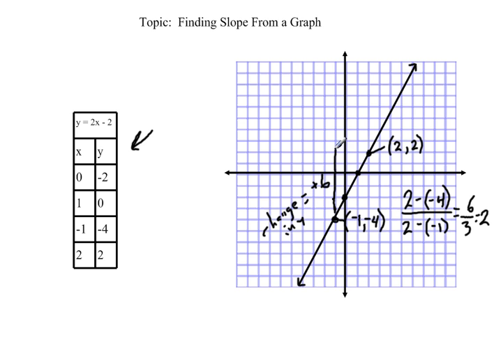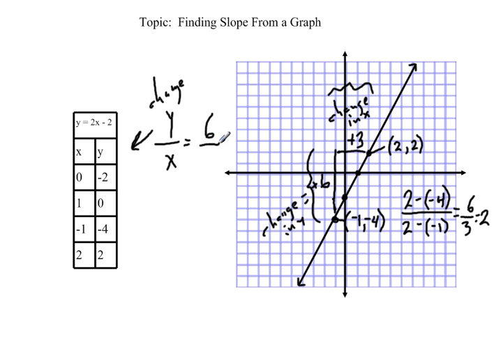And my change in x, I went over 1, 2, 3. So this is my change in x. This was my change in y. And remember I said slope is change of y over change of x. So if I put the change of y that I counted in as a 6, if I put my change in x in as a 3, I get 6 divided by 3, so my slope is 2.